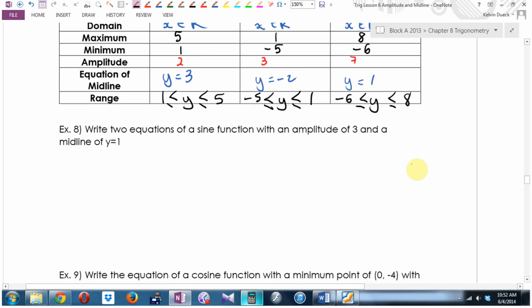Example 8 says, write 2 equations of a sine function with an amplitude of 3 and a midline of y equals 1. What's the amplitude? What's the midline? Why did I say write two equations? That's one equation that has an amplitude of 3 and a midline of 1. There is one more.